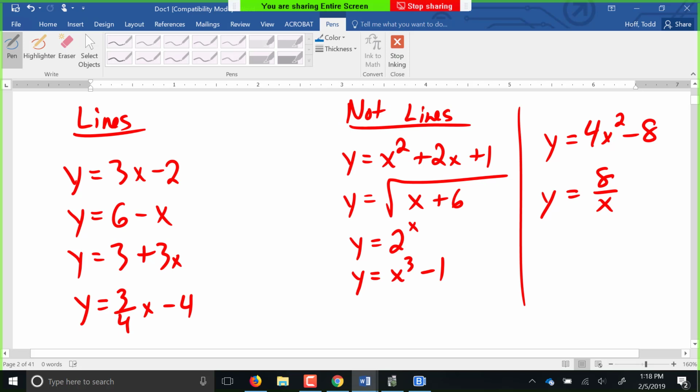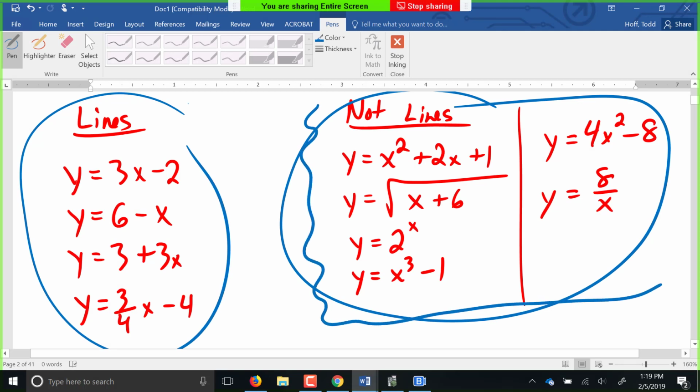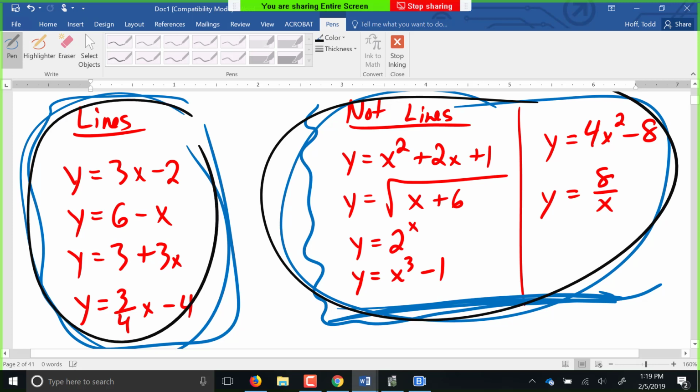What I want you to do is take a minute to look at those equations and tell me what's different about them. In other words, what appears in these equations that does not appear in these? What could I look at here and see that makes those not be lines? Take a minute. We'll discuss it here in just a minute. So what do you see in these equations that you don't see in the lines? What's one of the things you see?